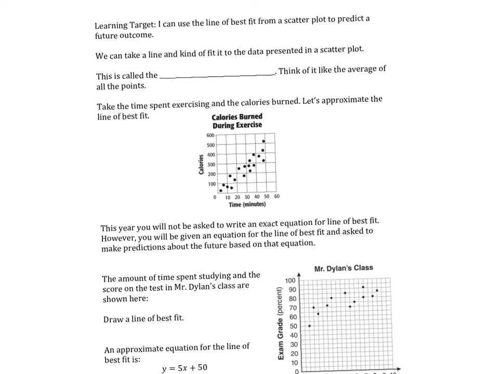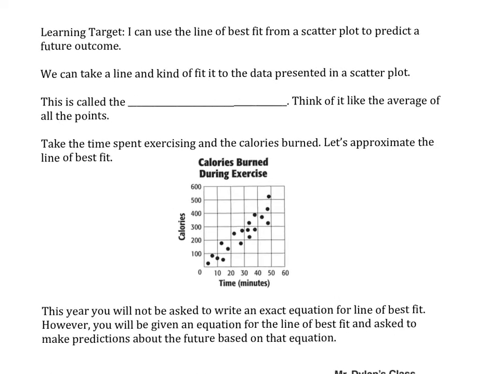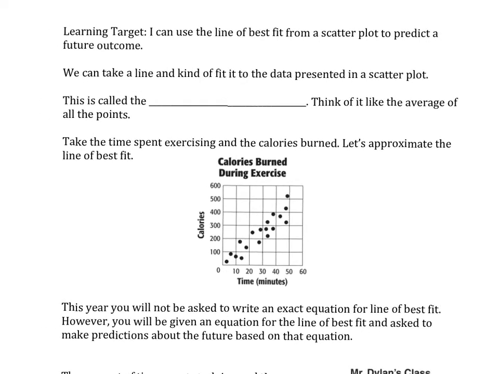Our learning target for today is, I can use the line of best fit from a scatter plot to predict a future outcome. So we can take a line and fit it to the data presented in a scatter plot, and we call that the line of best fit. Basically, it's the line that best represents all of the points in the scatter plot. We're going to think of it like the average of all the points.